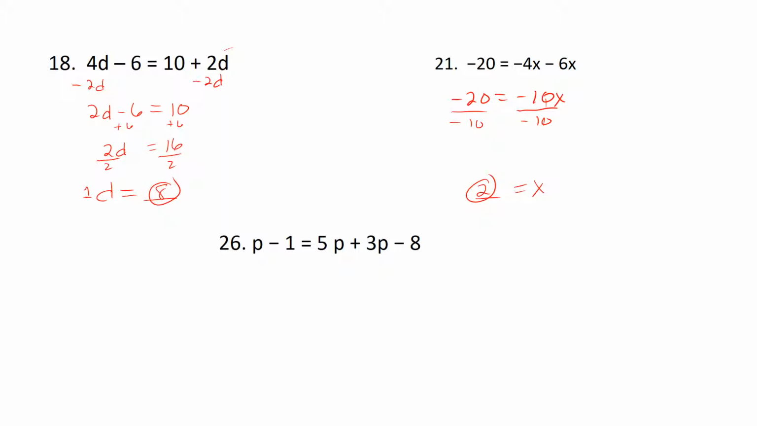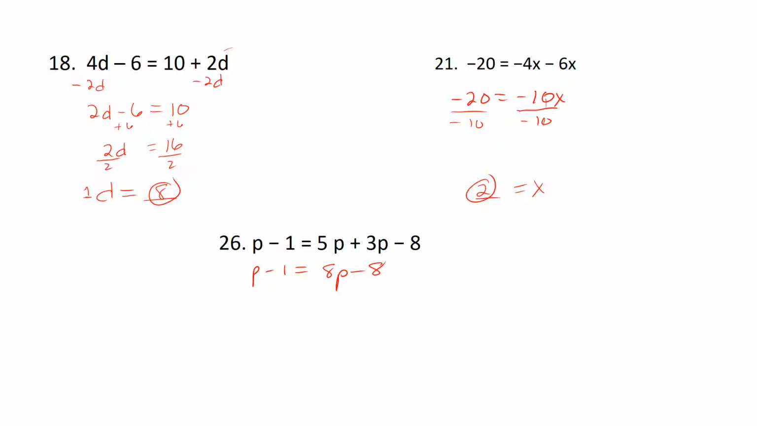All right, the last one, p minus 1 equals 5p plus 3p minus 8. Remember when we did this in class, we had two numbers and we added them together. So just like in number 21 where we combined the two x's, we can do that with the p's here. So I'm going to leave everything alone as is, except I'm going to add the 5p and 3p. Then I'll have 8p, and I only have a single letter on that side, minus 8.